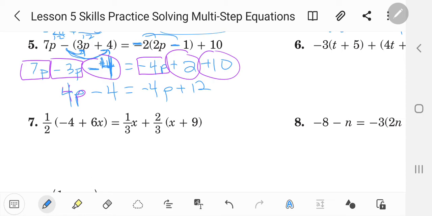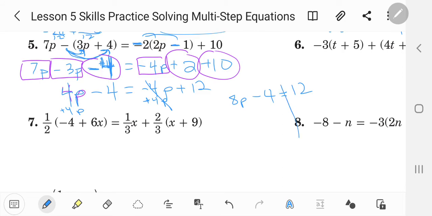Now I have variables on both sides, so I have to cancel out one of those variable terms. When I get rid of terms, I either add or subtract, so I'm going to add 4p to cancel that out, to keep it balanced. My property of equality says I must do the same thing to the other side, 4p. Now, what do I get? I get 8p equals, nope, not equals, sorry. 8p minus 4 equals 12.